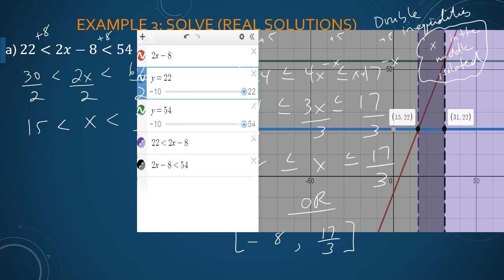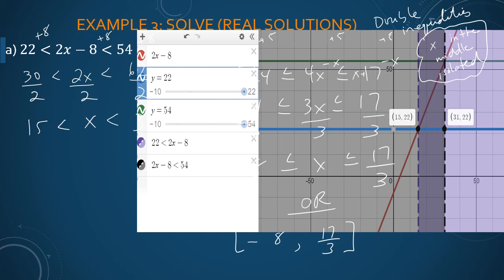Now, excuse the white writing. I was going to pop up some pictures for you. So what I have there for you is the graph to A. So 22 is less than 2x minus 8 is less than 54. And the red line is my 2x minus 8. The blue line is my 22. And my green line is 54.